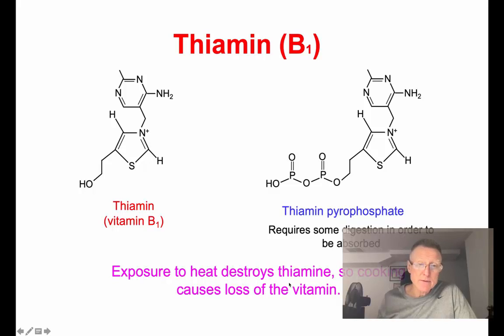It can also be destroyed if you expose thiamine to heat. So cooking can cause loss of the vitamin. So usually the best sources are the ones that you don't cook, or you don't expose to heat before you eat. So for that reason, probably you're going to get the requirement more easily from plant-derived sources, provided that you don't cook them, or you eat them raw. But these are the 2 sources that we usually get from foods.